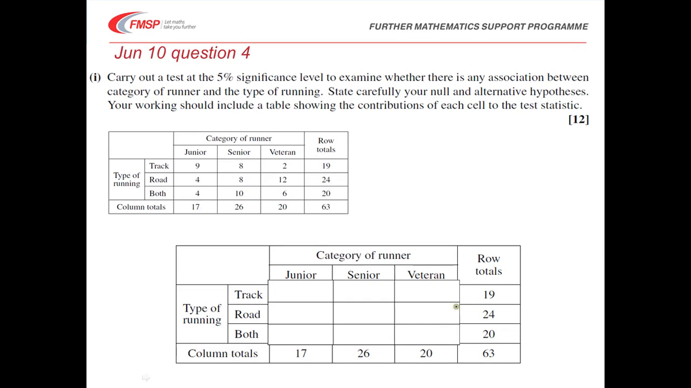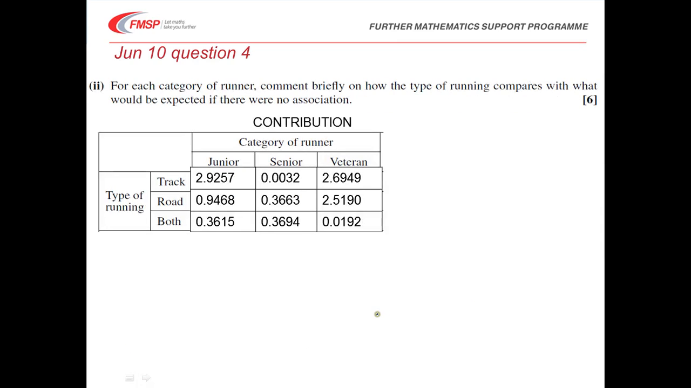Okay, so we are now asked to talk about the contributions. For each category of runner, comment briefly on how the type of running compares with what would be expected if there is no association. So these are contributions to the test statistic, and they are all O minus E squared over E. Now you can appreciate that if that's 0, there is no contribution.